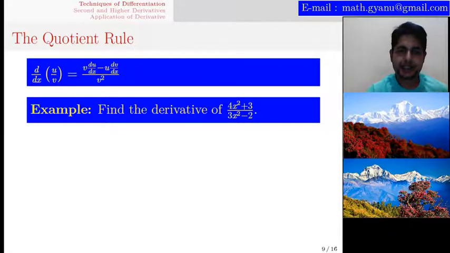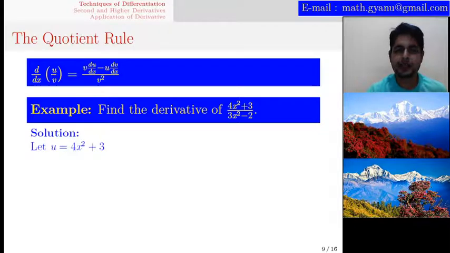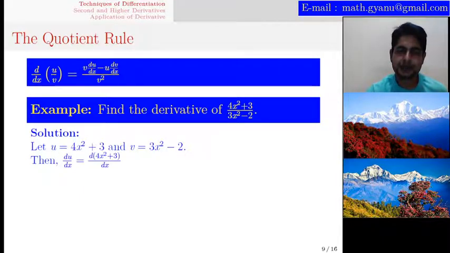Let's begin the example. Find the derivative of 4x square plus 3 divided by 3x square minus 2. Now let u be the numerator function 4x square plus 3 and v equal to the denominator function, that is 3x square minus 2. Then calculate first du by dx, this will be d by dx of 4x square plus 3, it will be 8x, and dv by dx equal to d by dx of 3x square minus 2, it will be 6x.